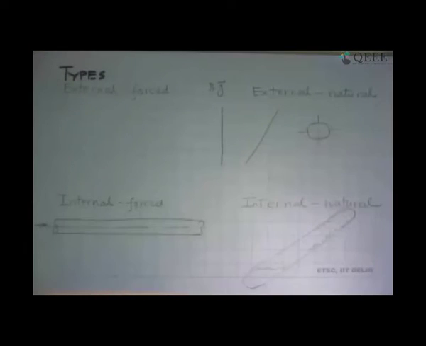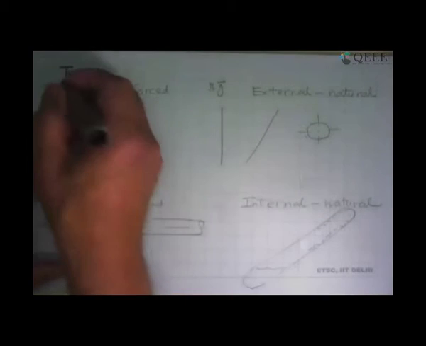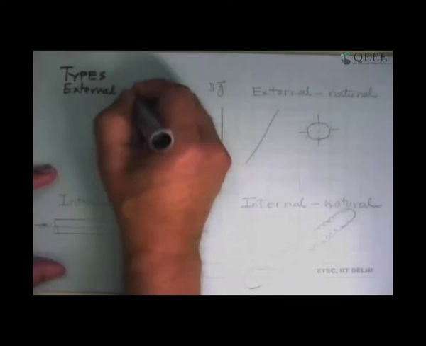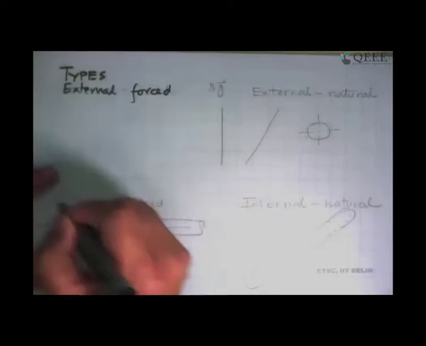So before we come to the analysis and see how we can get correlations that we can use for solving problems, let's just do the same thing we did yesterday and look at what are the types of condensation that we see. We'll start with the external forced convection and external natural convection.